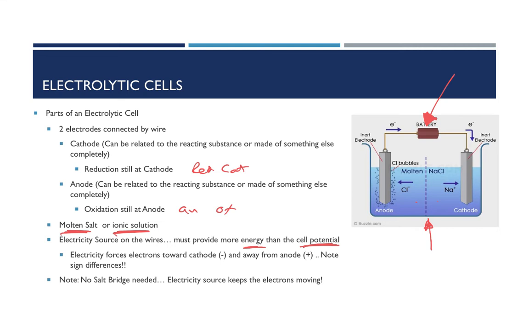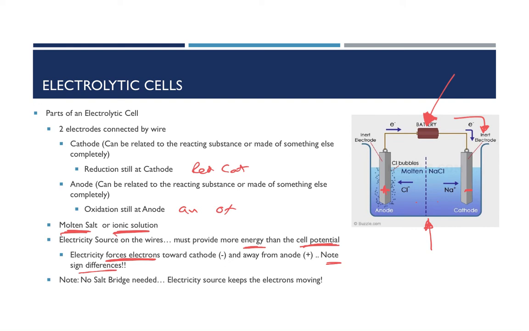So what does the electricity do? It basically overwhelms the electrons and says, hey, we're providing you with electricity, lots of negative charge. That forces the electrons in the opposite direction that they would normally go. In other words, they move toward the cathode, which then becomes negative, and away from the anode, which is positive. That's a sign difference from our voltaic cells. All right.